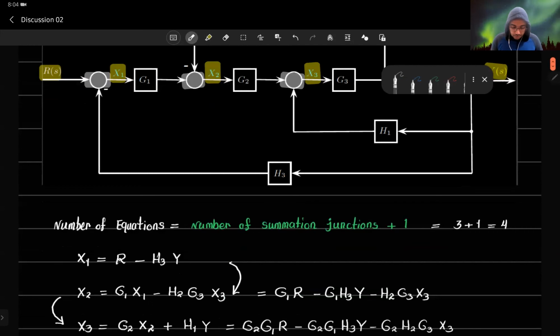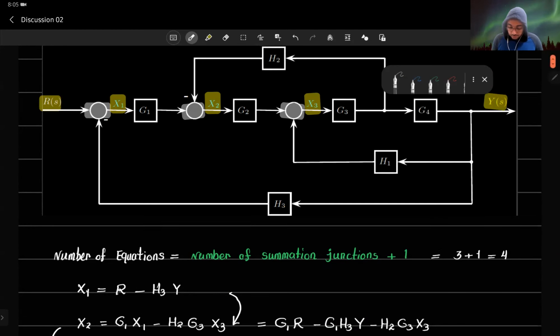The first equation is for x1, because it comes out of the summation junction. We know that x1 is equal to r minus whatever this signal is. If we trace this signal back, we see that it is multiplied by h3, so it equals h3 times y. So our first equation is x1 equals r minus h3 times y.